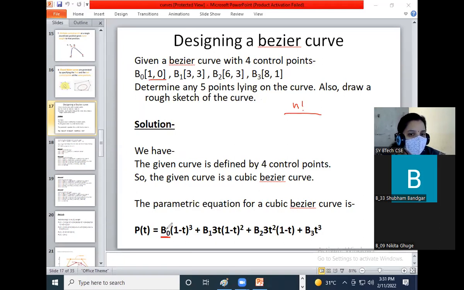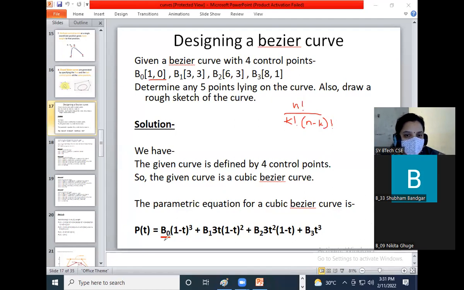1 and 0 I am going to use over here to calculate the expression. So we are having this formula to calculate the blending function CKN, that is N factorial divided by K factorial into bracket N minus K factorial. So whenever I am changing the value of k, you are going to get a different value.